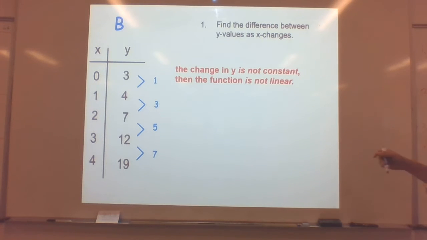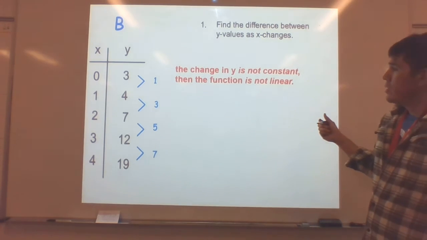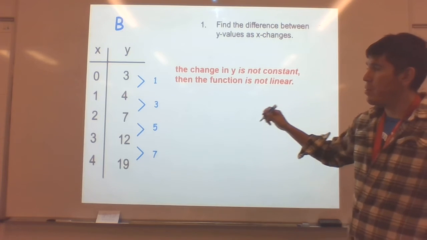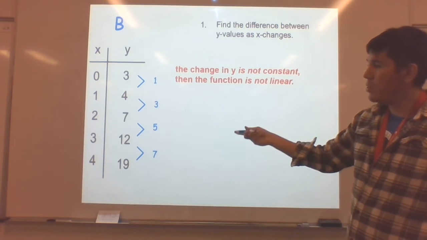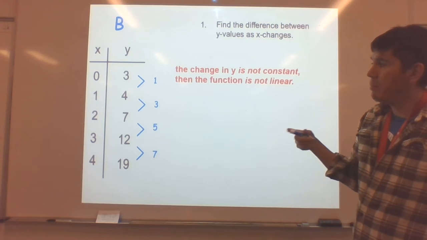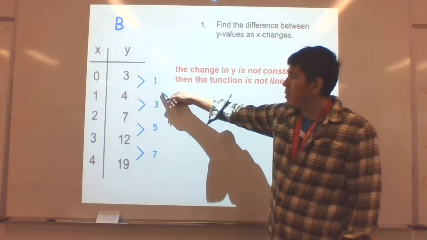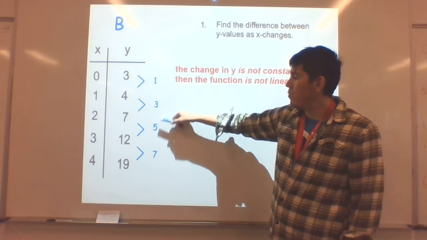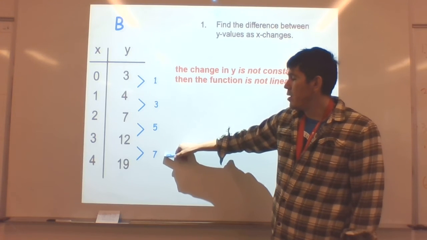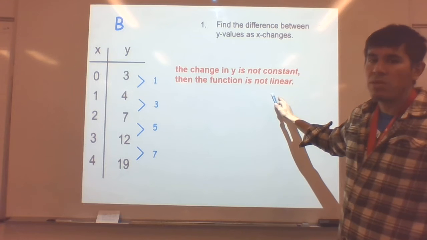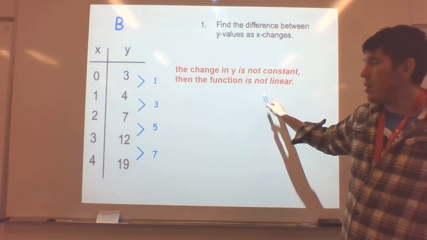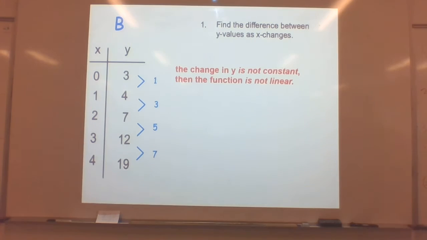Find the difference between x values as x changes. As x changes, meaning that we go from x values of 0, 1, 2, 3, and 4, x is going up by 1. What's happening in my y values? We're going up here by 1. What's happening between here? We're going up by 3. Over here, by 5. Over here, by 7. So this would be nonlinear because we have a non-constant rate of change.